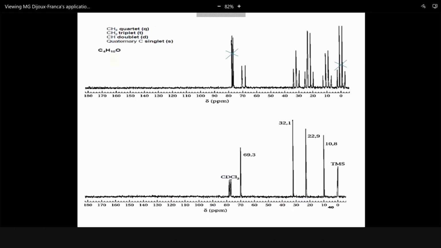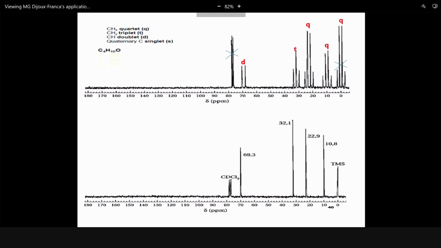So, for example, this is what we work with. Remember the structure. And then initially we can see the different types of signal: doublet here, triplet, quartet, and quartet. This is the solvent. The TMS, the reference, the zero reference.